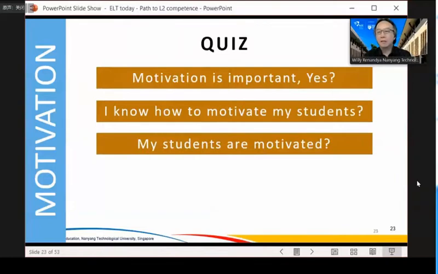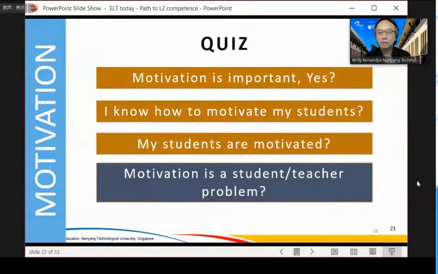And number three, one big question for everyone. My students in the classroom are motivated. The answer can range from a little bit motivated, maybe about 30% are motivated, maybe about 50% are motivated, but never or rarely have I heard people saying that 100% of my students are motivated.